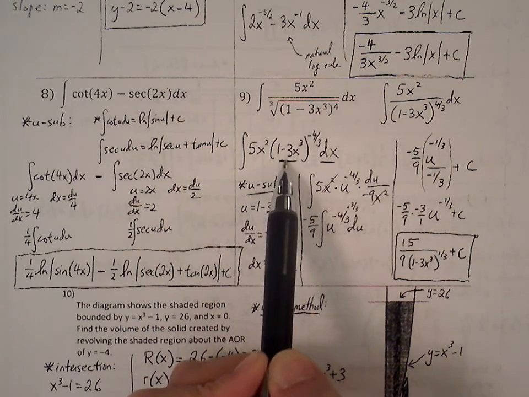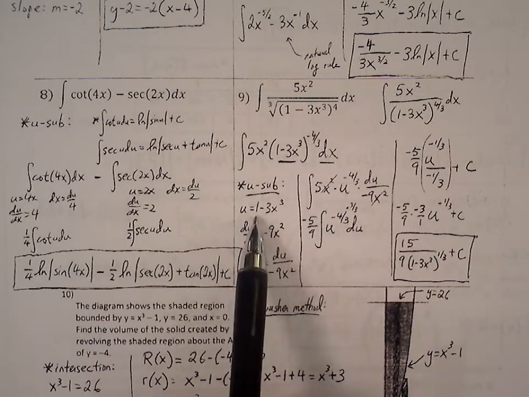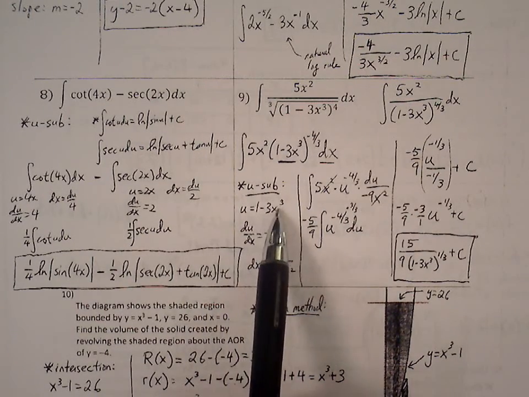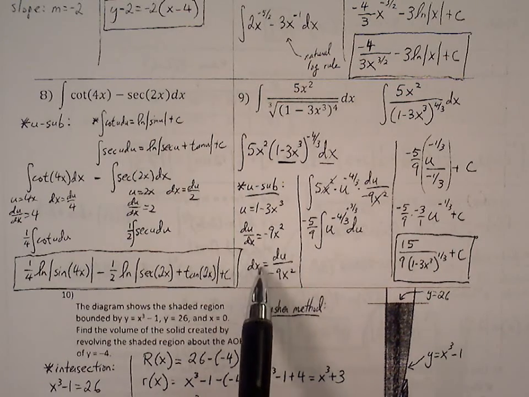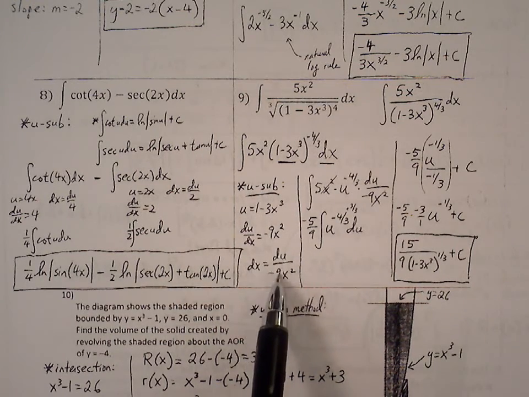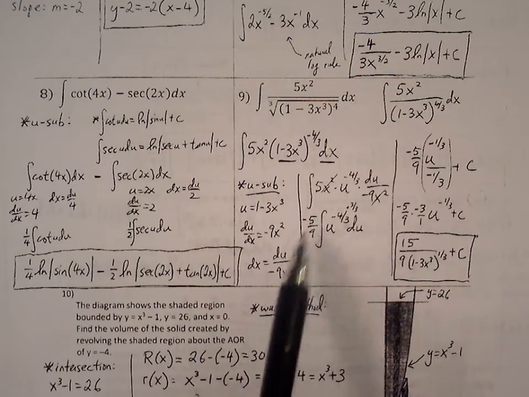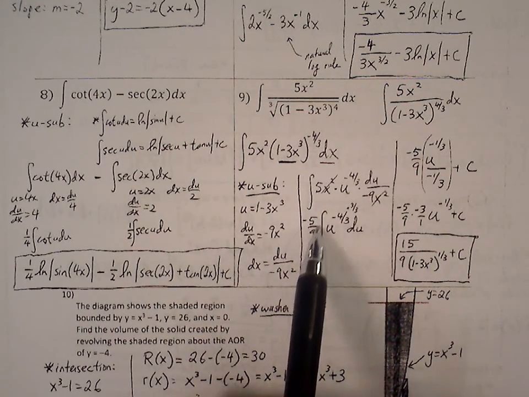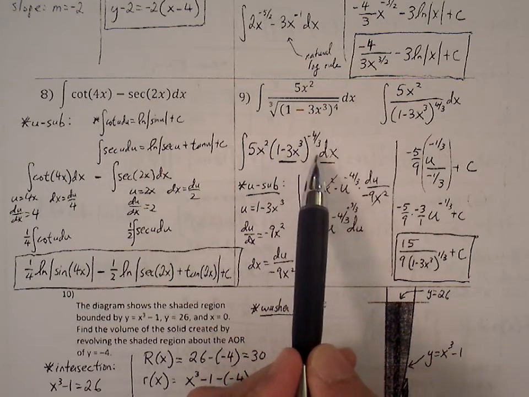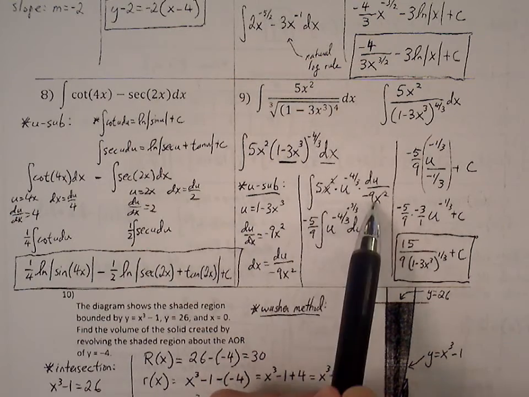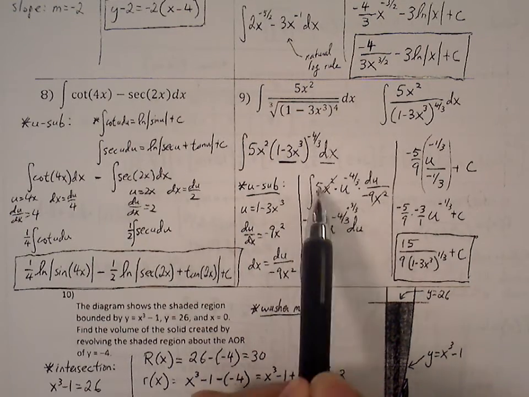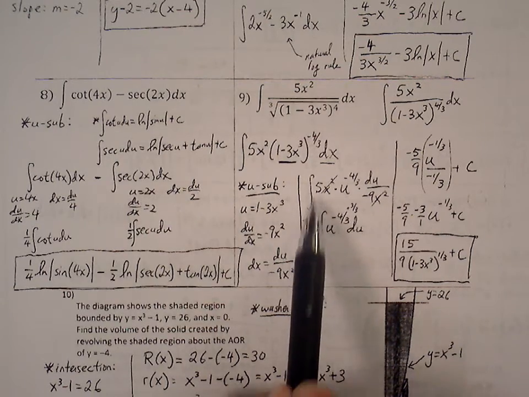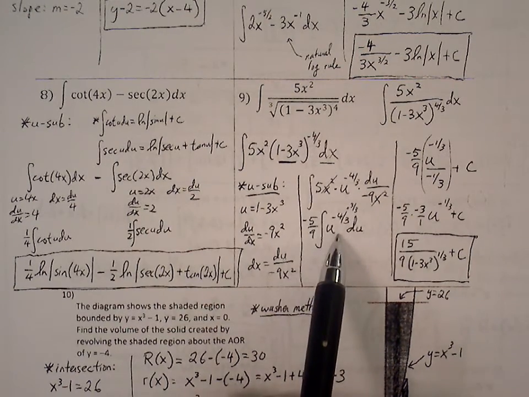So we say our u value is 1 minus 3x cubed. Find the derivative. 1 goes away. Negative 3x cubed becomes negative 9x squared. We cross multiply. We get dx equals du over negative 9x squared. We substitute the parentheses with our u value. We substitute the dx with du over negative 9x squared. We get the x squared to cancel out. We push the negative 9 out in front along with the 5. And now we apply power rule.